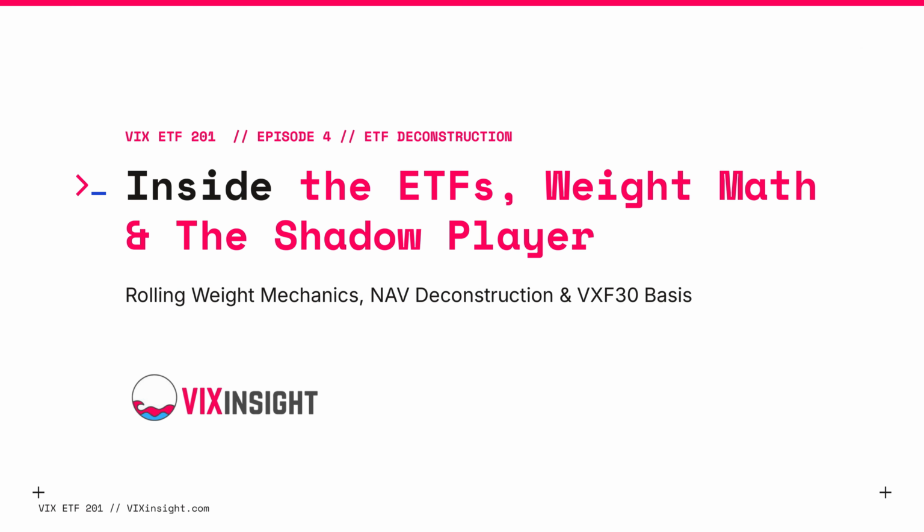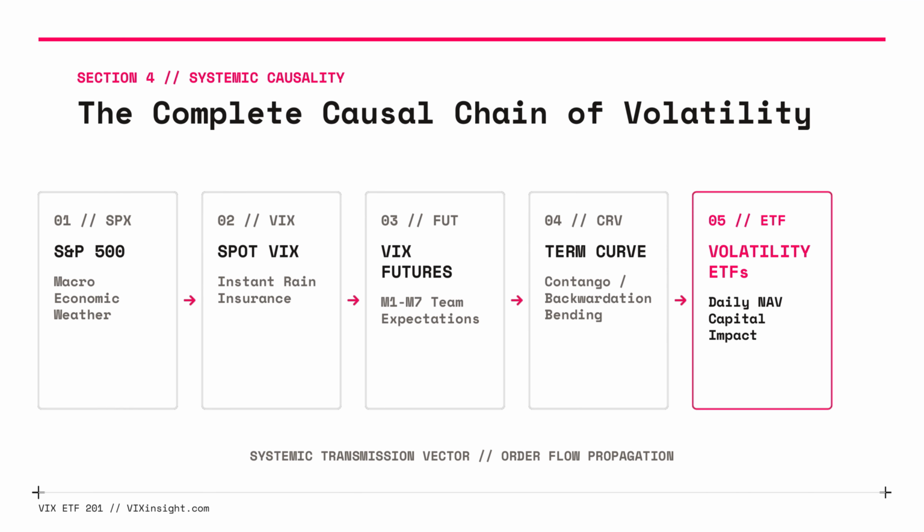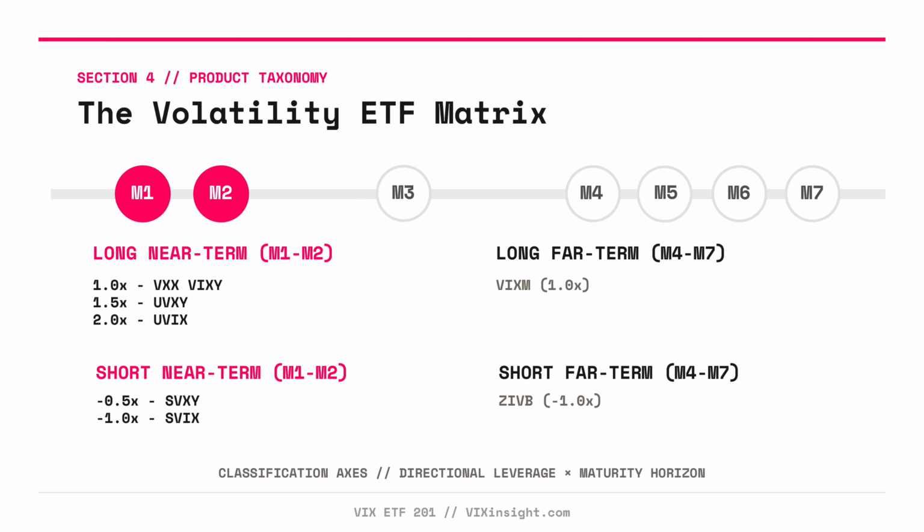Now that you understand spot VIX and VIX futures, we can finally step inside the ETFs. When I started building the analytical backend for VIXinsight, my goal was to deconstruct these products down to their raw mathematical DNA. And we can divide these volatility ETFs into a simple matrix: long versus short, and near term, which is M1, M2, versus far term.